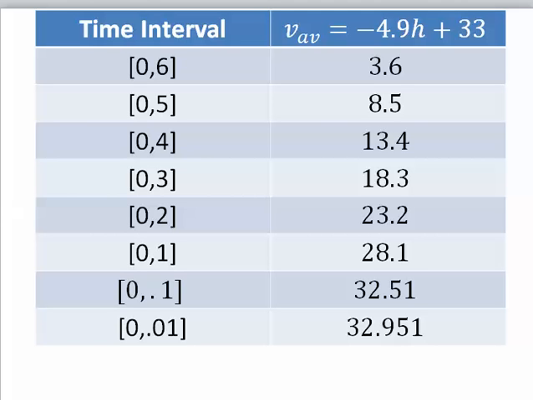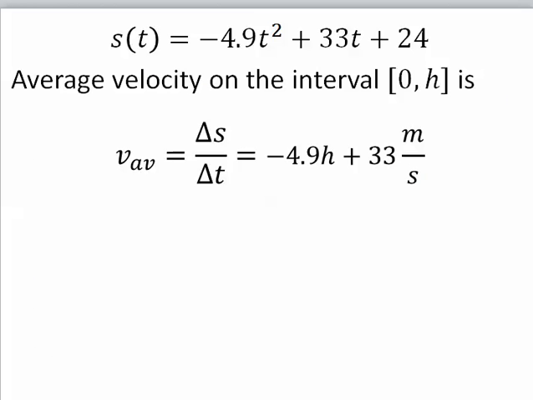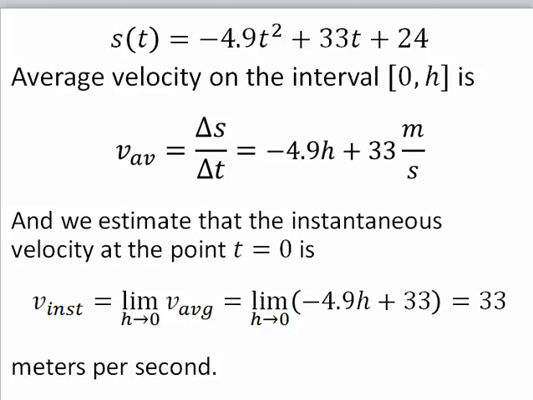And what seems to be happening? It appears that as the time interval gets smaller and smaller, the average velocity appears to be approaching 33 meters per second. So the average velocity on the interval 0 to h, well, this part is not a guess, is negative 4.9h plus 33. But if we had to estimate the instantaneous velocity at the point t equals 0, we would just have h go down to 0 and we'd get 33 meters per second. And you'll see this theme in 2.2, this idea of taking a limit.